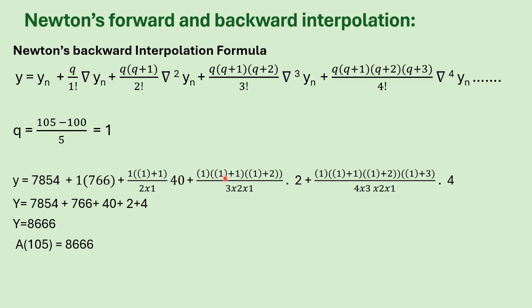Plus q plus 1, q plus 2 by factorial 3, and this value of q is 2. Plus q plus 1, q plus 2, q plus 3 by factorial 4, that is 4. Factorial 4 is 4 into 3 into 2 into 1, and this value, which we calculated in the table, we can refer to the table and we get 4.